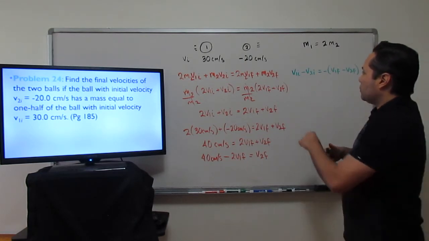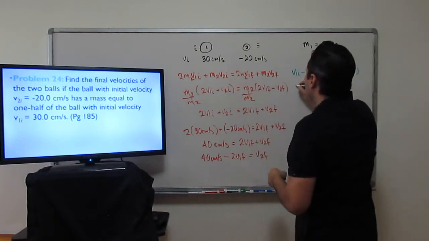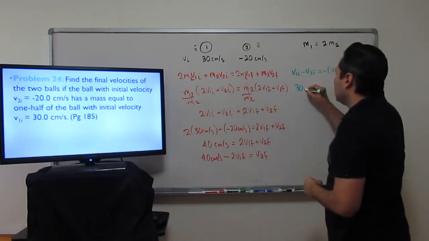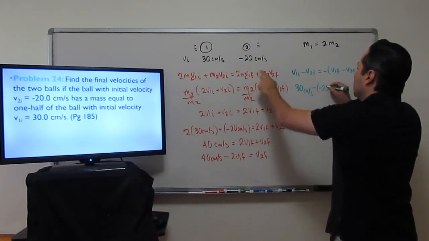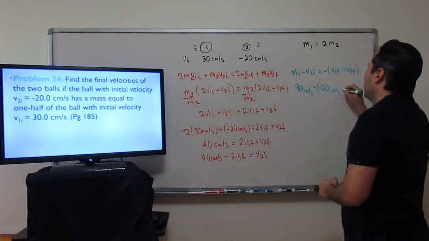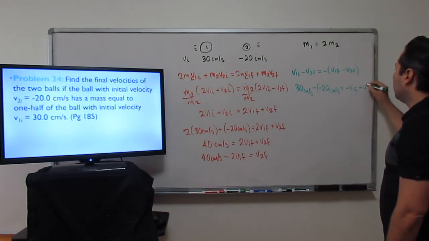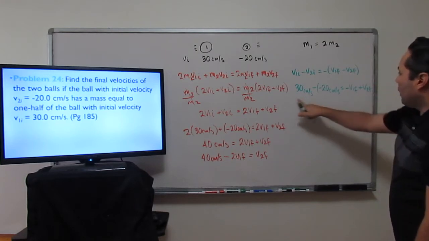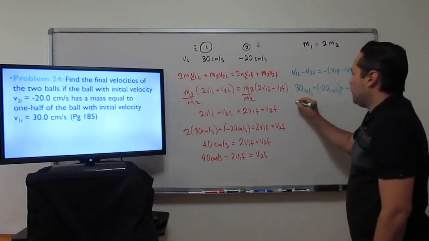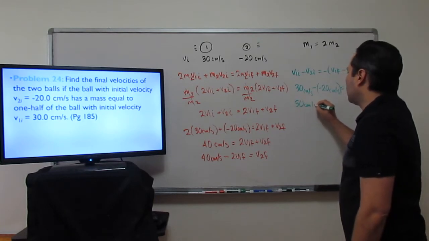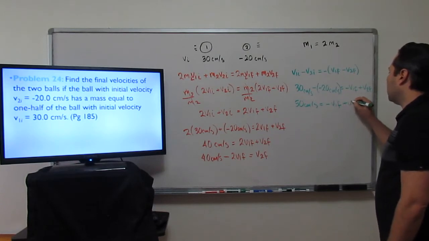Velocity initial for object 1 was 30 centimeters per second, minus velocity initial, negative 20 centimeters per second, is equal to, I'm going to distribute the negative, V1 final plus V2 final. Up next, a negative times a negative gives me a positive 50 centimeters per second. It's equal to negative V1 final plus V2 final.